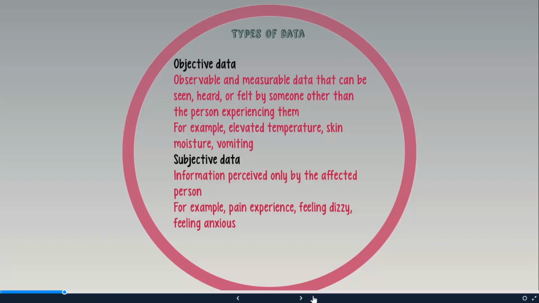So, what the patient states is subjective. For example, pain experience, feeling dizzy, or feeling anxious. So, if the patient states, "I have a 7 out of 10 pain," that's subjective. If the patient states, "I feel dizzy," subjective, or the patient states, "I'm feeling anxious," subjective.